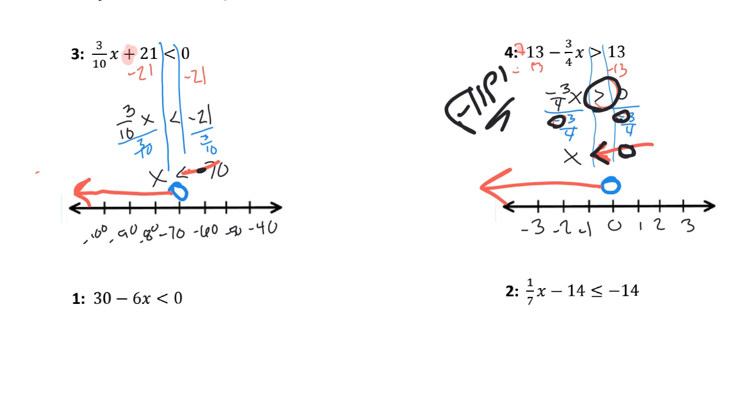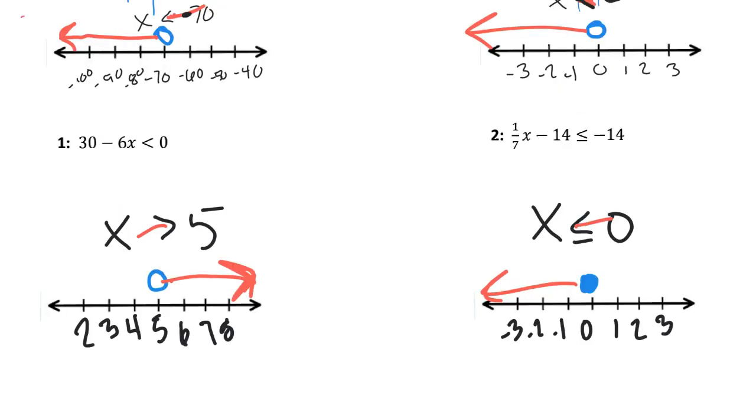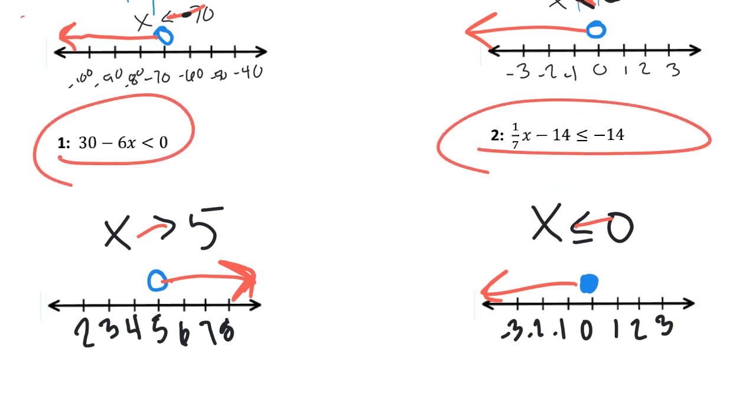All right. Do examples 5 and 6. I'm not going to show all the work. I'm just going to write the answer and the arrows. Okay. All right. So I need to see work for these. Okay, so you need to show me work when I come around and check. But you should get x is greater than 5, and then x is less than or equal to 0.